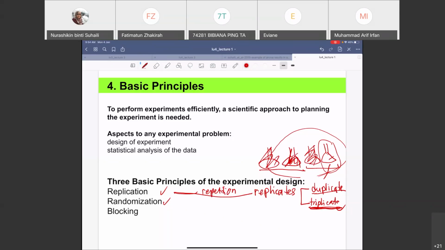So randomization should be like randomized lah. Things should be covered all, something like that. And randomized, like you cannot just focus on female students only, right? You should cover males as well. So it should be randomized.